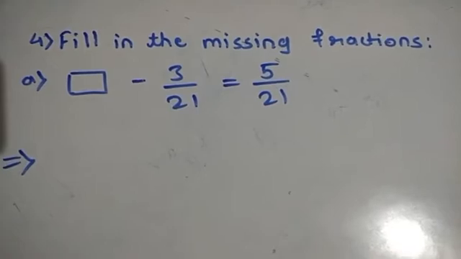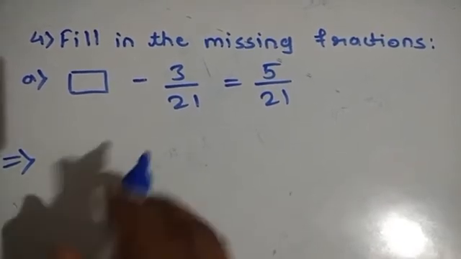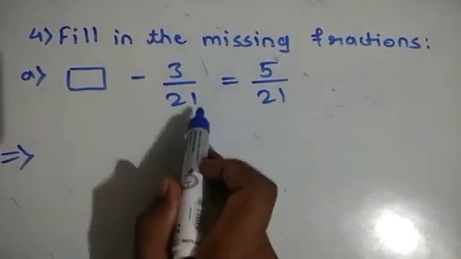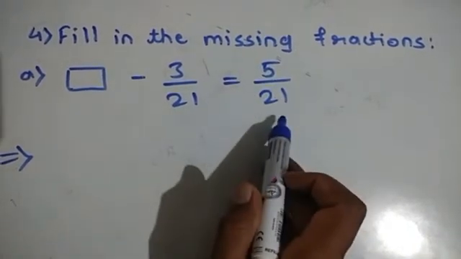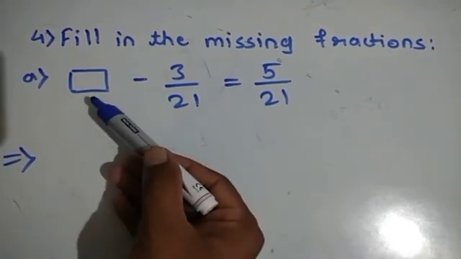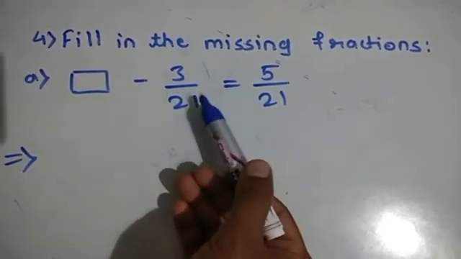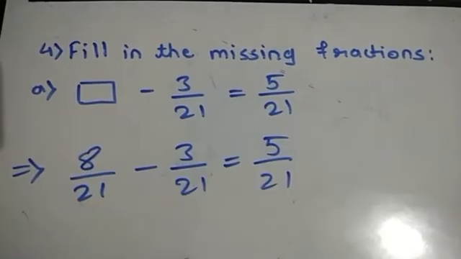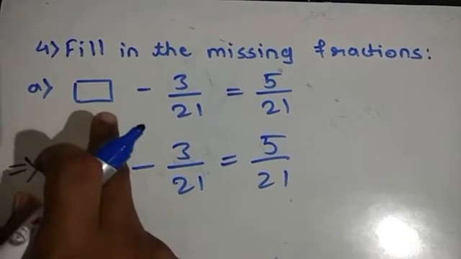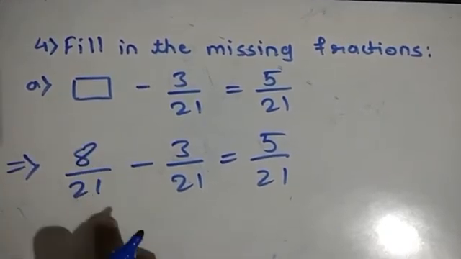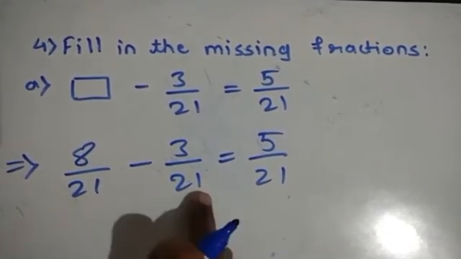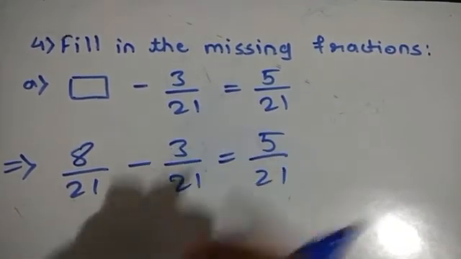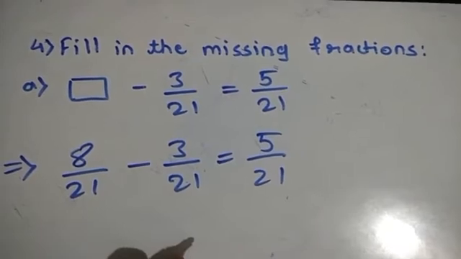Next question is fill in the missing fractions. Now here see, here is the missing fraction which we have to fill. Blank minus 3 upon 21 is equal to 5 upon 21. So which fraction will come here? Means after subtracting 3 upon 21 from that particular fraction, we'll get the difference 5 upon 21. See here students, if I write in this blank place 8 upon 21, then the denominators will be the same. So I will copy this denominator as it is, and 8 minus 3 will be 5. So like this we have to find out that fraction.